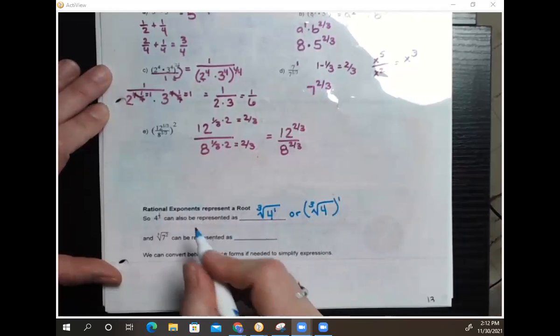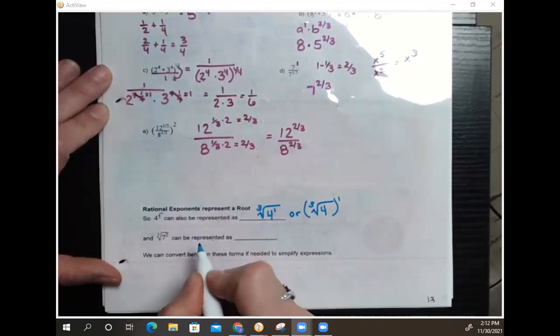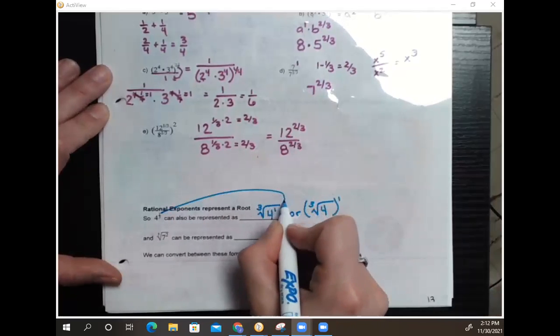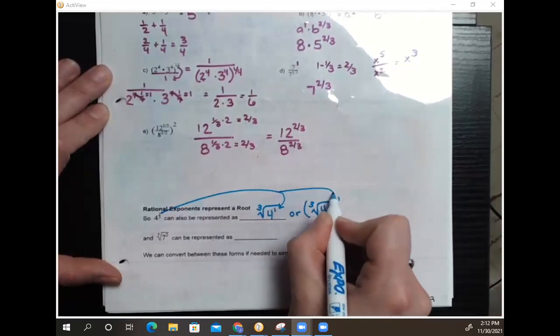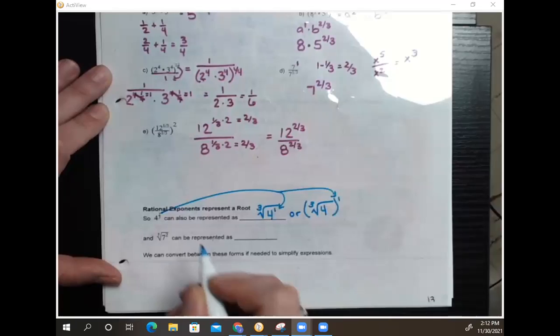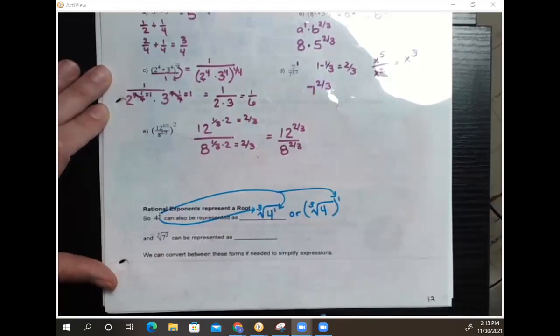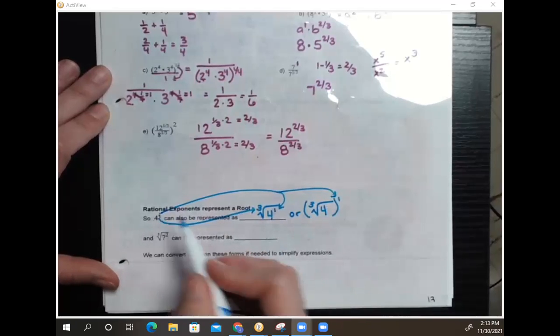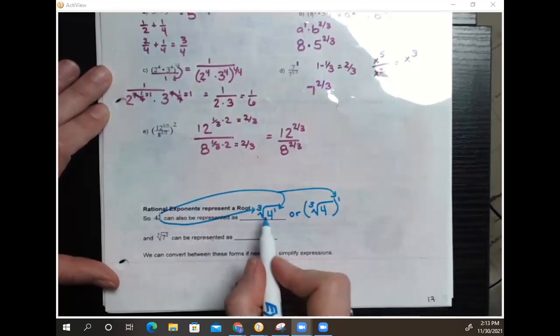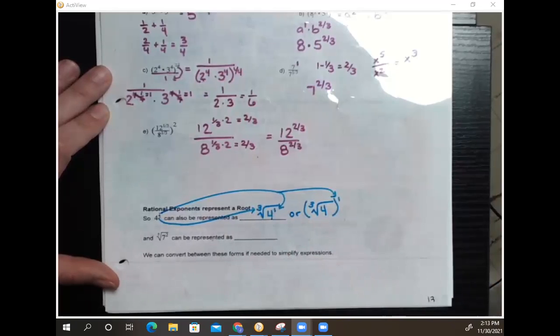In some cases, one version is easier to simplify than the other. But what I'm seeing here is the top, the numerator of that fraction, is the exponent, and the bottom is what we call the index for the root. It tells us what type of root we have. So what I'm saying here when I say 4 to the 1/3 power is I want the cube root of 4, or the cube root of 4 to the 1st.